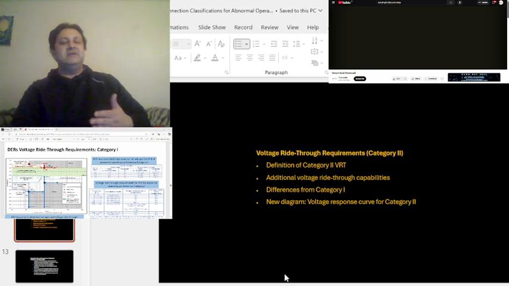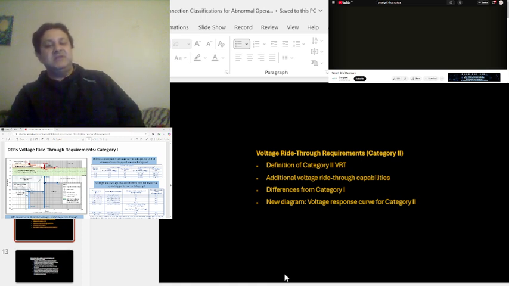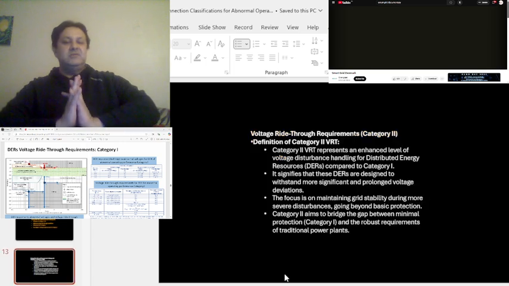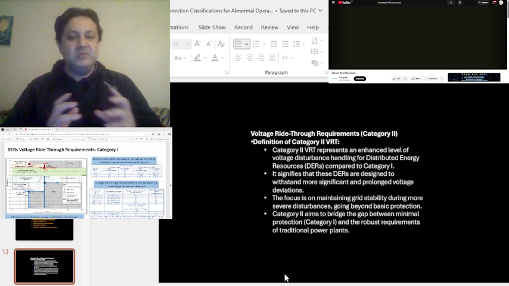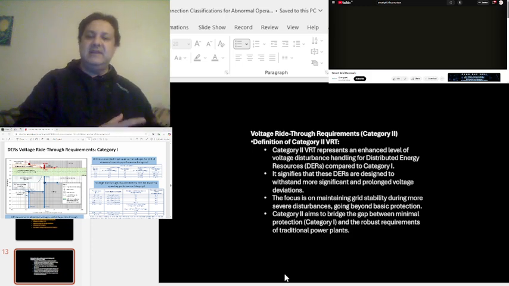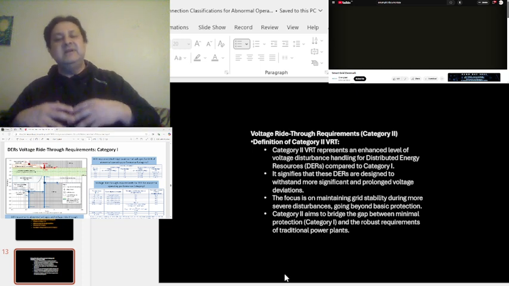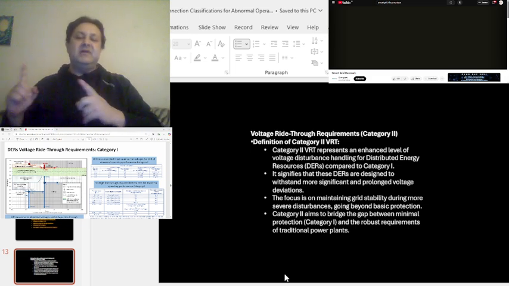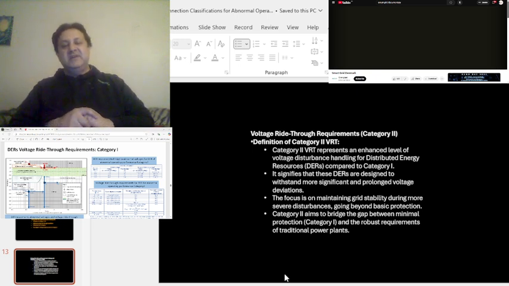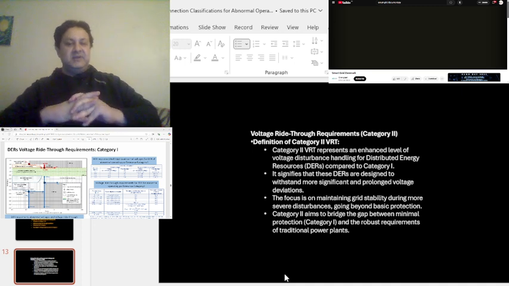Now, let's talk about the voltage ride through VRT requirements for category 2. So we will talk about additional voltage ride through and the difference between 1 and 2. Now, the voltage ride-through requirements for category 2. Category 2 VRT represents an enhanced level of voltage disturbance handling for distributed energy resources, because that was not an enhanced level in category 1. Now this is an advanced level where it takes care of the disturbance for distributed energy resources compared to category 1.